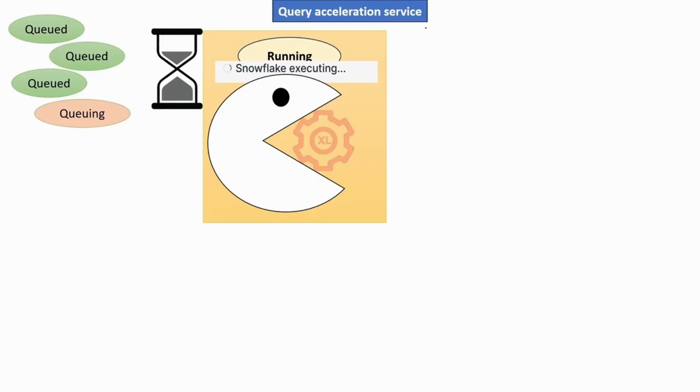I am already having a multi-cluster warehouse. I am already having a large warehouse. I can scale horizontally, I can scale vertically, I can use Gen 2 warehouses, I can use Snowpark-optimized warehouses. After all of these things, you are saying there is a query acceleration service? What is the problem that caused Snowflake to create this service? Cool, let's discuss that.